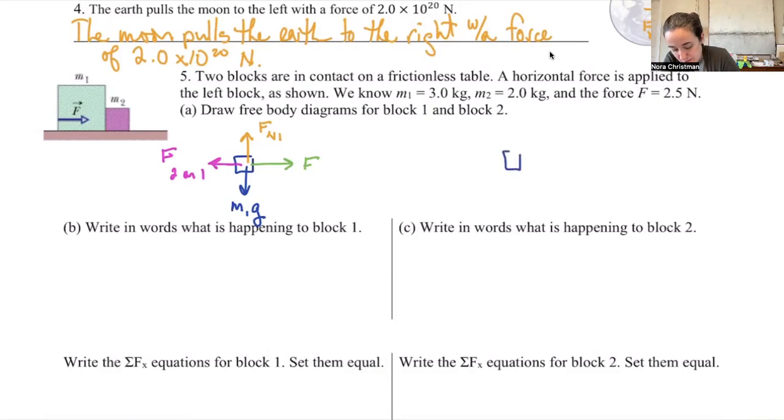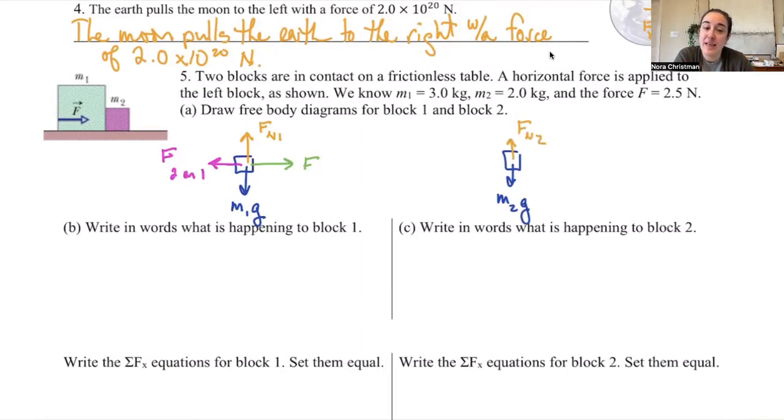Let's try block 2. So go ahead and try it. Maybe pause it, draw it, and then start up again to see if it matches. But here, if you're back, we have M2G straight down. We have Fn2 straight up from the table. And then we have block 1 pushing on block 2.